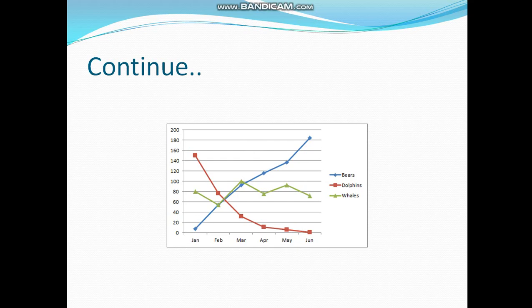After clicking that option, you will see a graph like this appear on the screen. It shows the months along the x-axis and the values of bears, dolphins and whales along the y-axis.